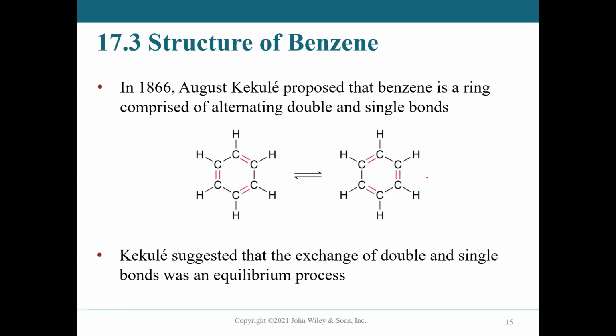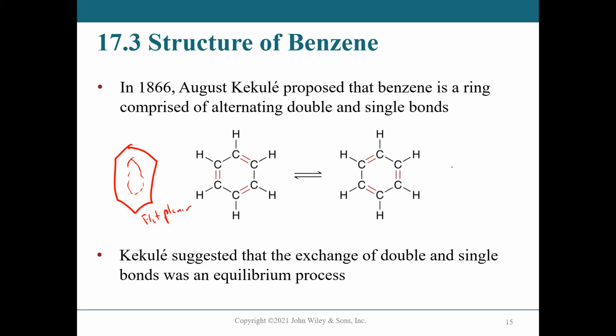All right, so it said in 1866, Auguste Kekulé proposed that benzene is a ring comprised of alternating double bonds. So it's a flat structure. Kekulé suggested that the exchange of double and single bonds was an equilibrium process. Oftentimes you'll see it like this, and it's flat. It's a flat planar structure.